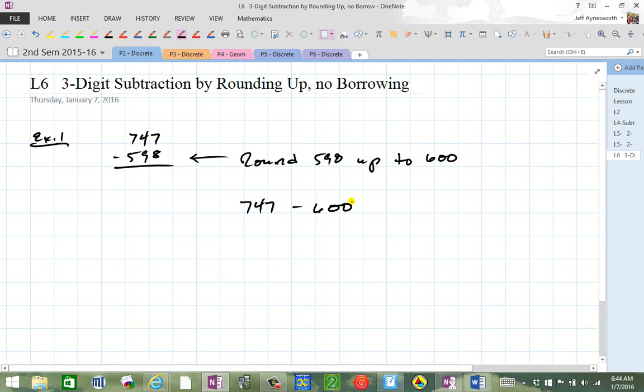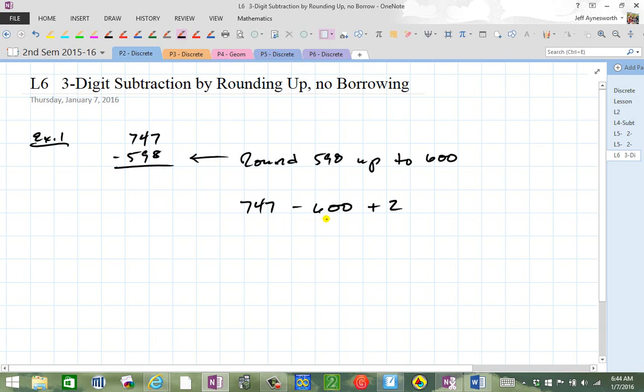However, what we just did is we subtracted too much, because we rounded 598 up to 600. So what you have to do is adjust it and add it back in. That's all you have to do. You've got to worry about that adjustment, otherwise you're not going to get the correct answer.